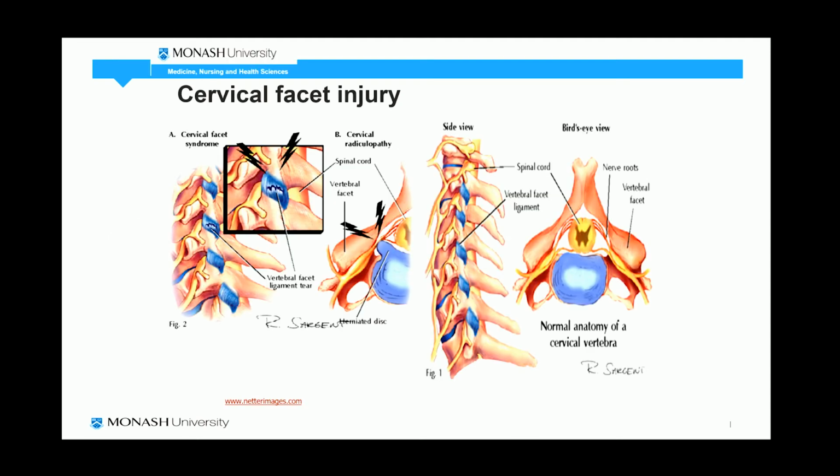So just to give you an idea, here we have our facet ligaments, and here is a tear of the ligament, and here we have where it is intact. So one on each side. So if one is disrupted, normally it's stable and it results in a unilateral facet joint injury, but if both have been disrupted, it will result in a bilateral facet joint injury, which is unstable.